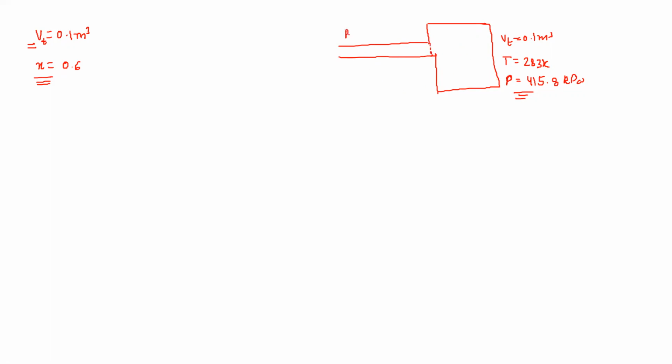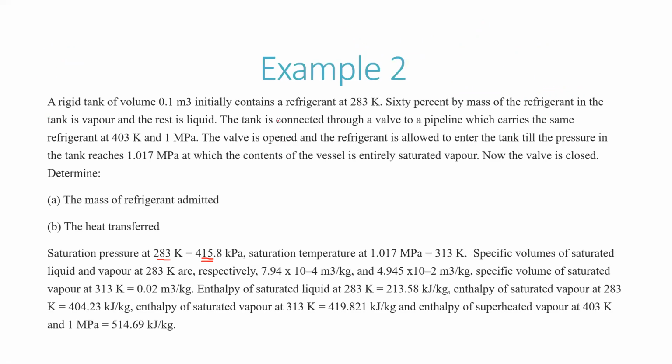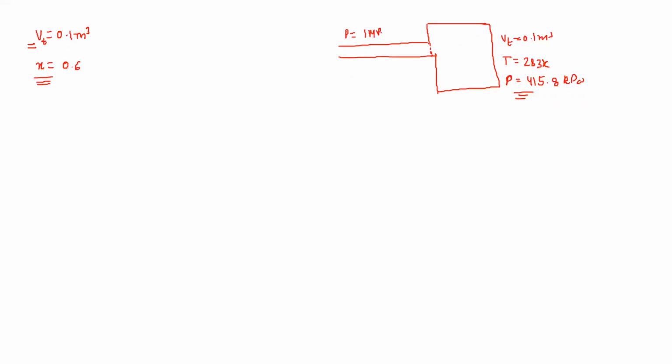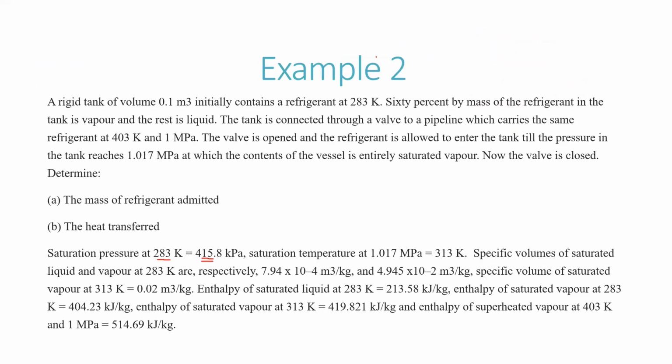Then over here, we have pressure as 1 megapascal and temperature equal to 403 Kelvin. All right. So we have this. Then the valve is opened and the refrigerant is allowed to enter the tank till the pressure in the tank reaches 1.017 megapascal, at which the contents of the vessel is entirely saturated vapor. Now the valve is closed. All right. So determine the mass of refrigerant admitted and the heat transferred, and this is the data given.